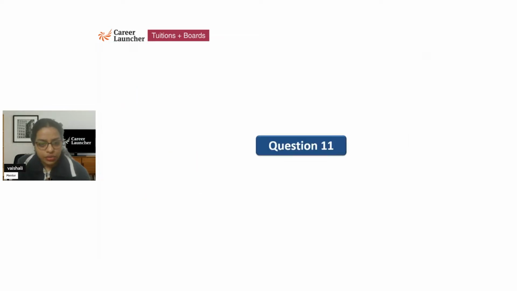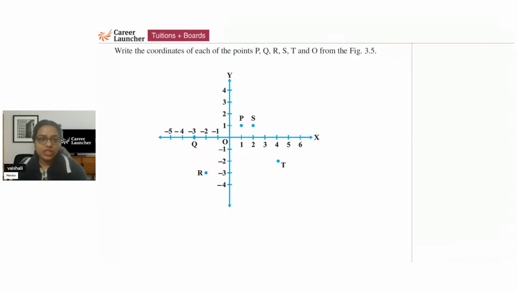Now let's look at question number 11. They are asking us to write the coordinates of each of the points, which are P, Q, R, S, T and O. So let me quickly write P. P's corresponding x coordinate is 1 and the corresponding y value is 1. So P is 1,1. Now what about S? S's corresponding x coordinate is 2 and for y it is still 1. Now what about point T? The corresponding x coordinate is 4 and the corresponding y coordinate is -2. So 4, -2 is going to be the coordinate for point T. Now there is another point Q.